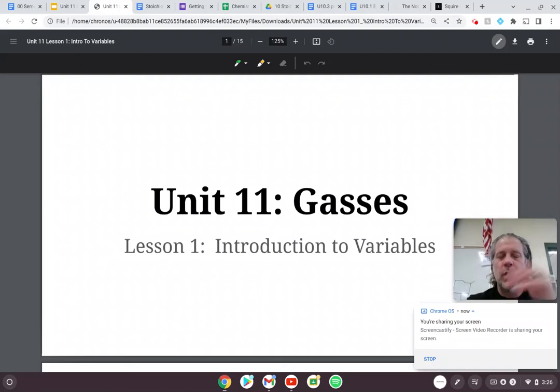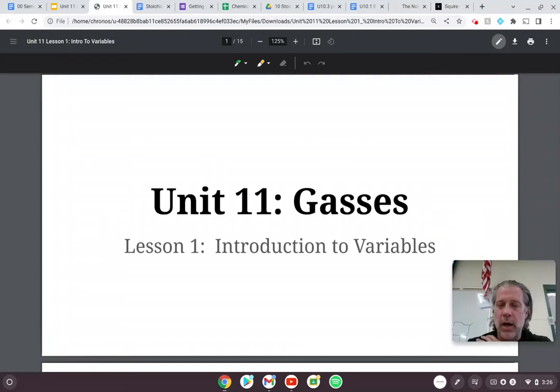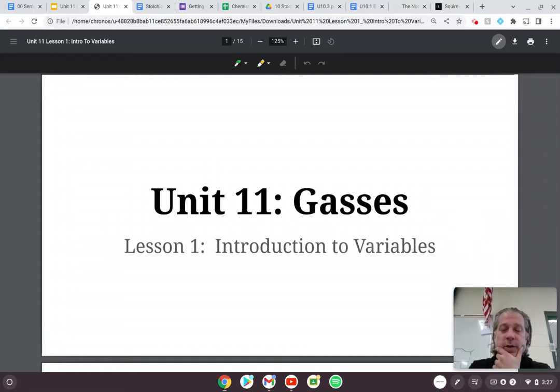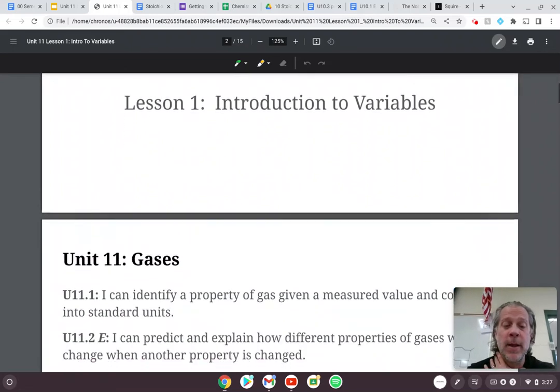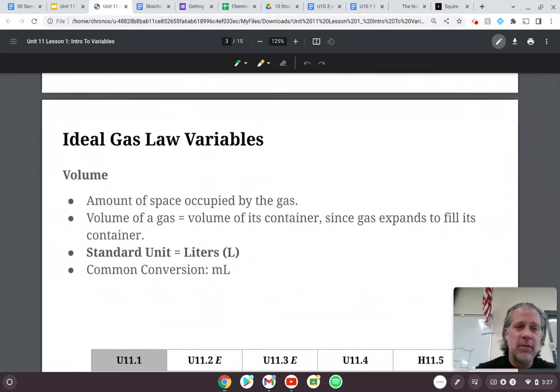All right, so we are going to start Unit 11. Unit 11 is going to be investigating the state of matter that we call gas. And today's lesson is going to focus on the four measurable quantities that we can collect data on in a lab setting when it comes to gases. So there's something called the ideal gas law, and we're going to spend time learning how to calculate the ideal gas law on Monday in our next lesson.